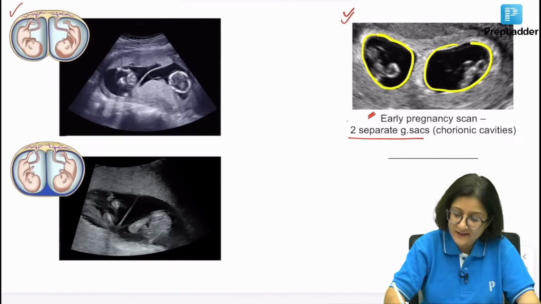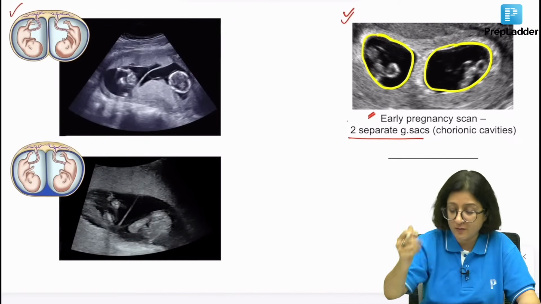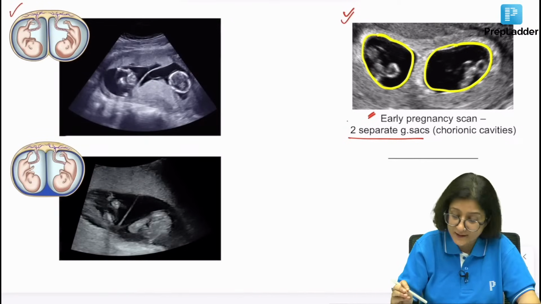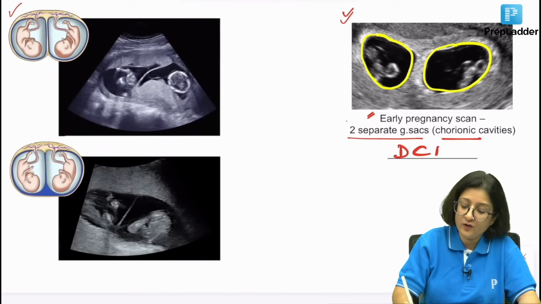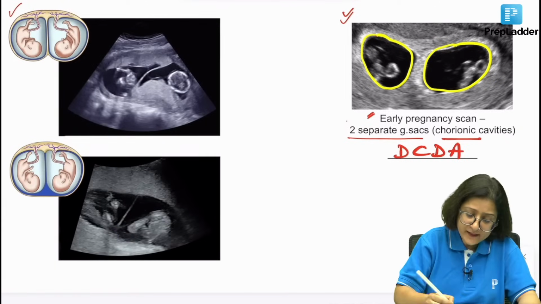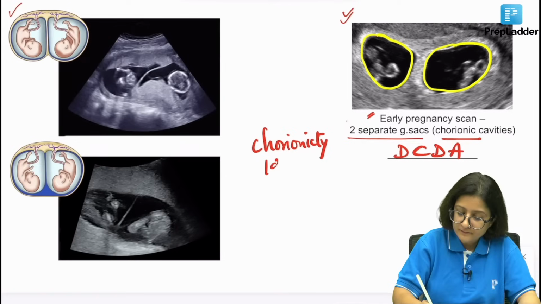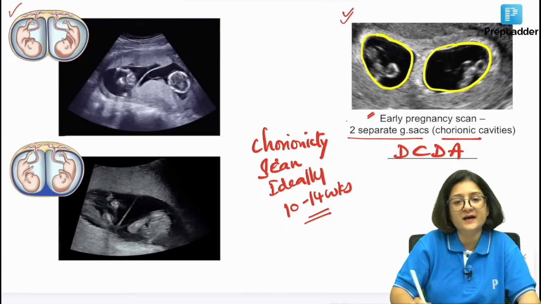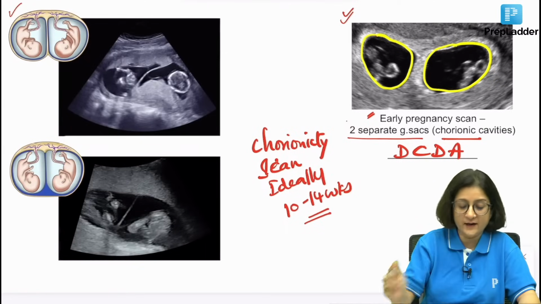Very early pregnancy. Right now the placenta is not even developing and we can't even see a fully formed placenta. So two separate gestational sacs or two separate chorionic cavities. This is dichorionic, diamniotic, right? Now, the chorionicity scan ideally is done between 10 to 14 weeks. It should definitely be done before 14 weeks.